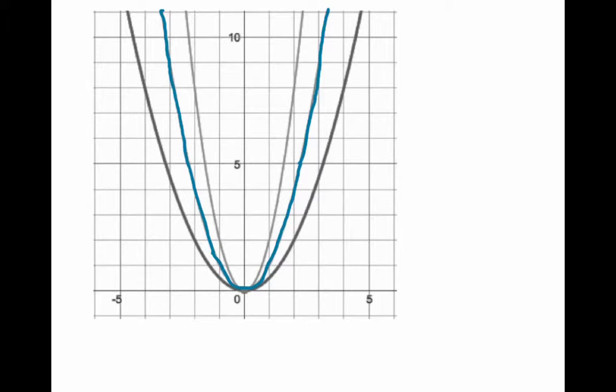Hey, nice to see you again. All right, so here's our parent function. And what I want to think about is if I go from this vertex over 1, how far up do I have to go? We already did this. I go over 1, I have to go up 1. Well, what if I did it again? If I went over 1, how far up would I go? I'd go up 3. And if I did it again, I'd go over 1, and I would go up how many? I'd go up 5.